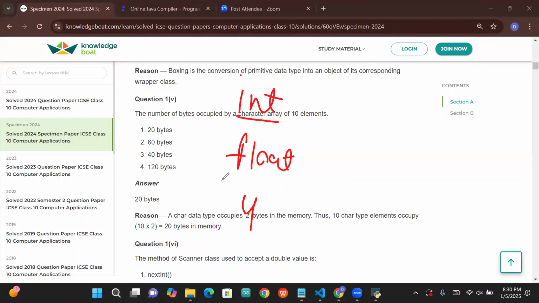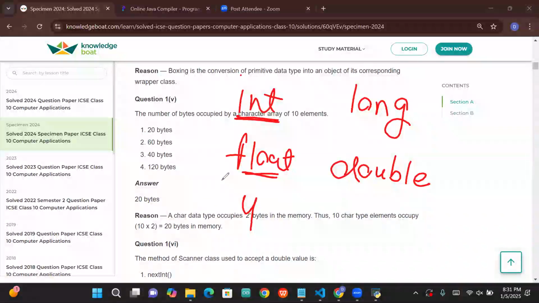Then the big size of integer is known as long, right? It is also an integer only, but when you want to store high values, then you will store into the long. And when you want a more precise value, then you will store into double. Float and double are the same, but with a different size. Long and double both have the 8 byte size.